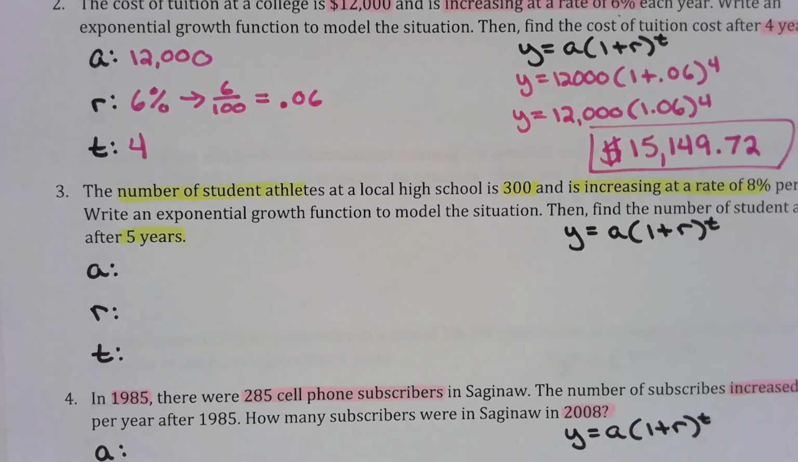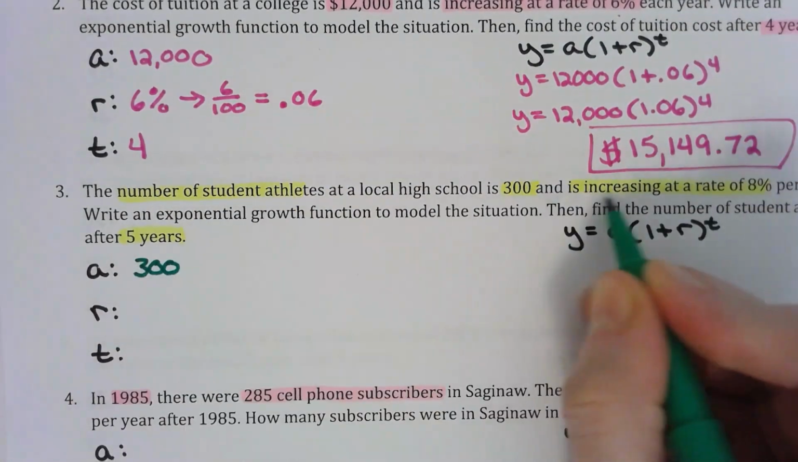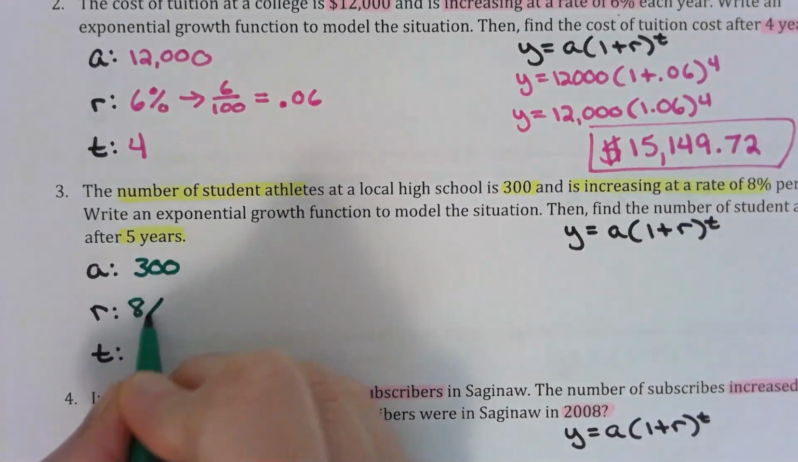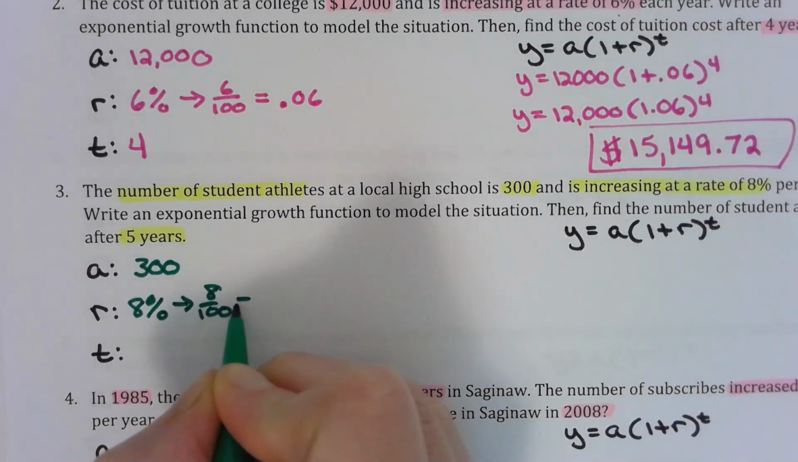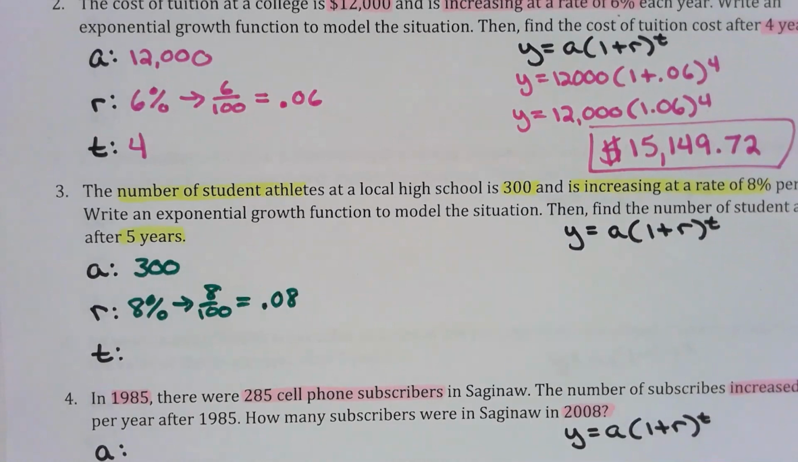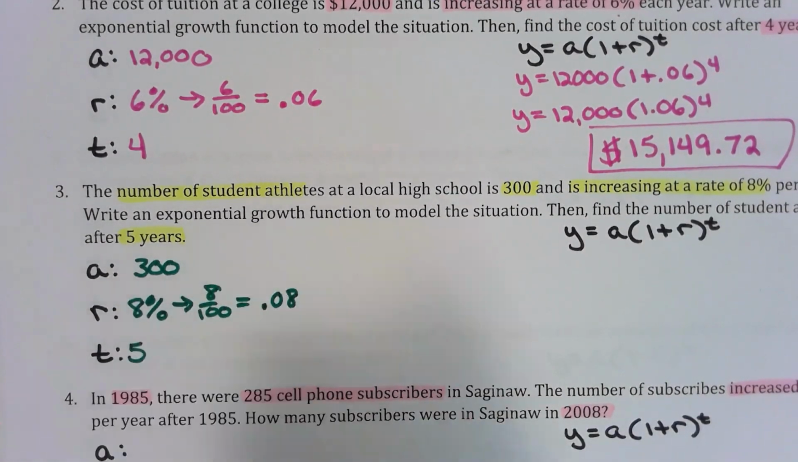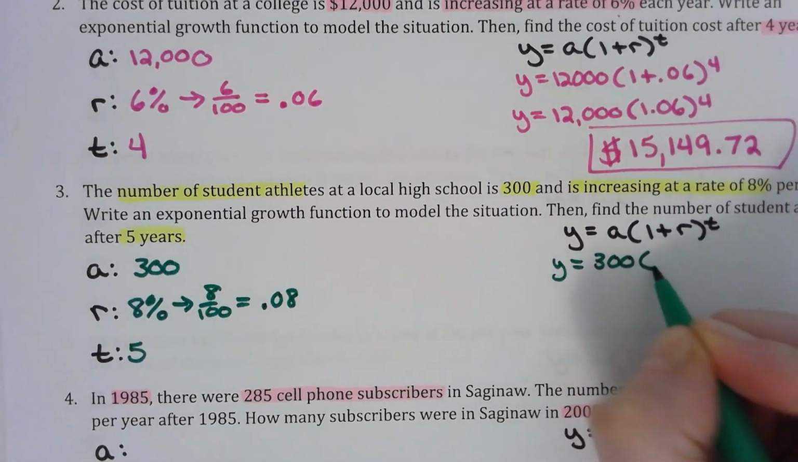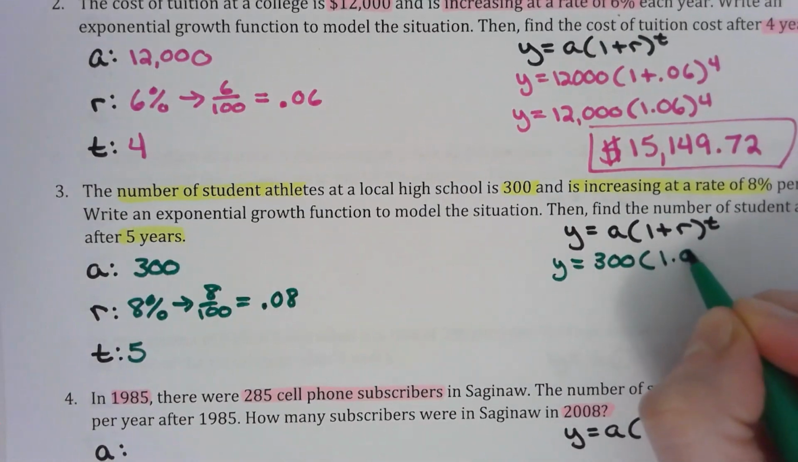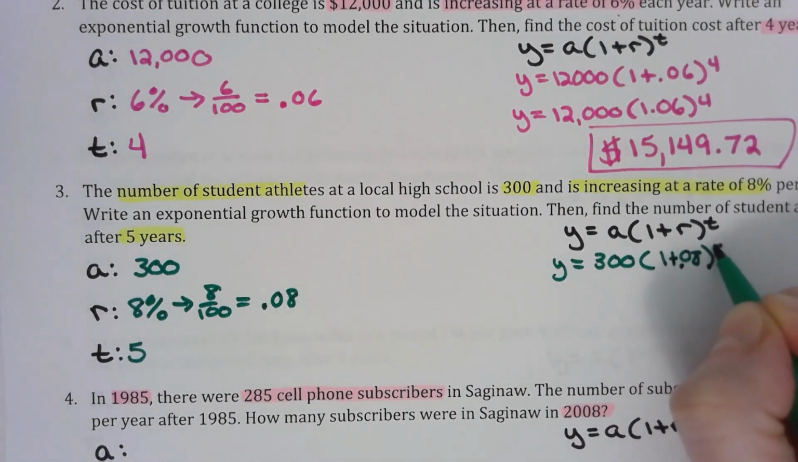Number 3. The number of student athletes at a local high school is 300, so that's our beginning amount. It's increasing at a rate of 8% per year. When we do 8%, remember you've got to divide it by 100 so that you are using 0.08 for your R value. T stands for time, and they said 5 years. When I plug this in, my A value is 300, so that goes first. My R value is 0.08, and then I've got it to the 5th power.